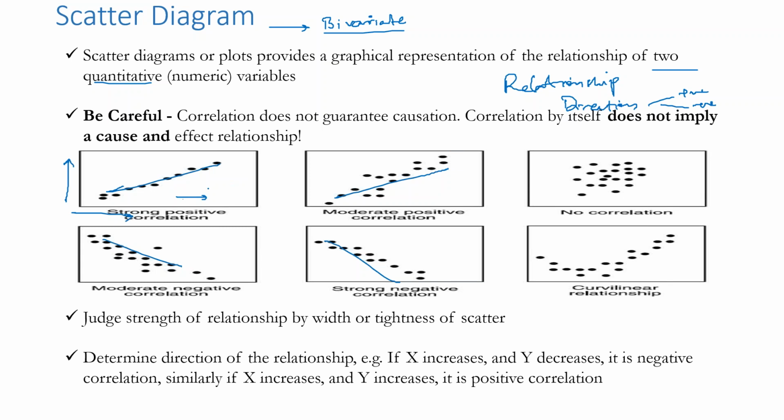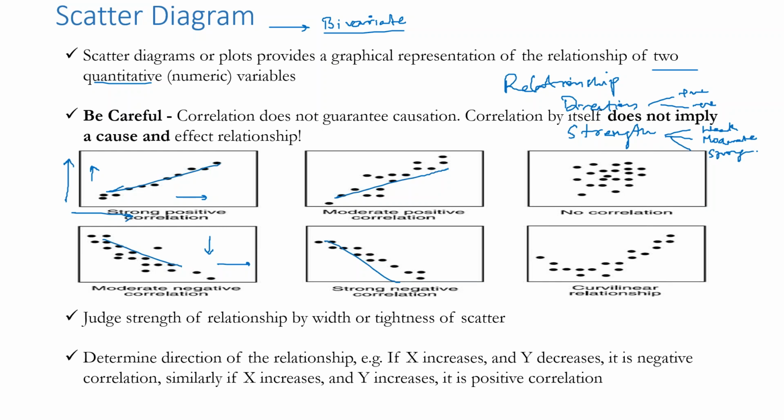Positive direction means as x increases, y also increases, so the line goes upwards. Whereas negative direction means as x increases, y decreases, so the line comes down. Now the third thing we can talk about is the strength of the relationship. Here we can talk about three levels of strength: weak, moderate, and finally strong.